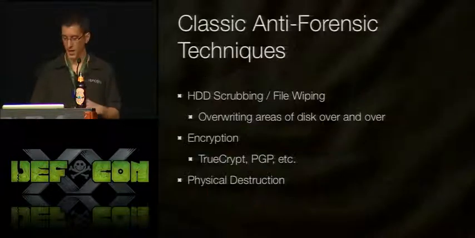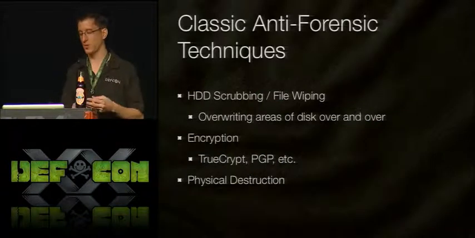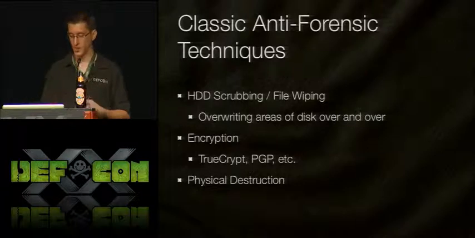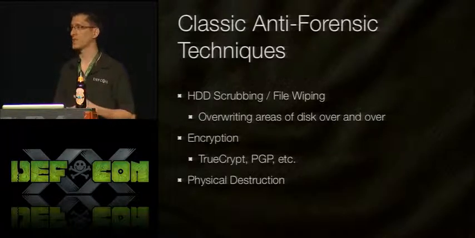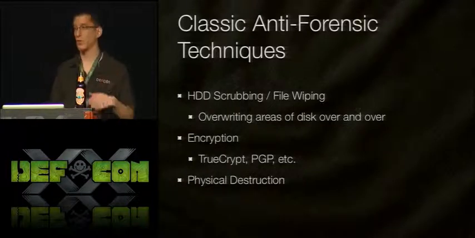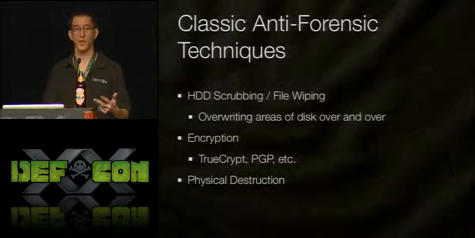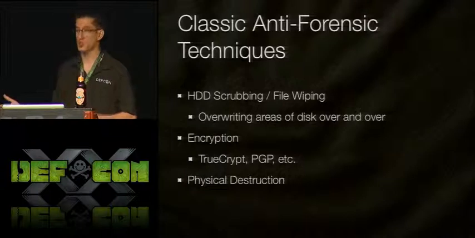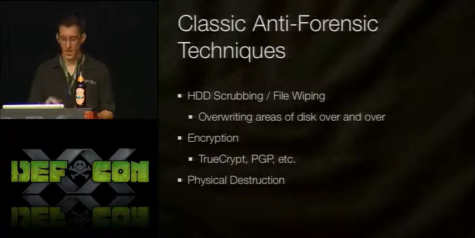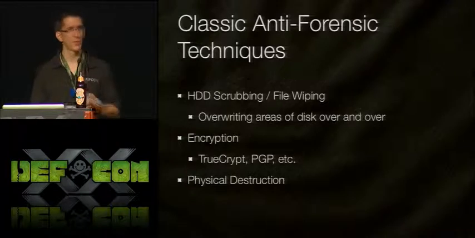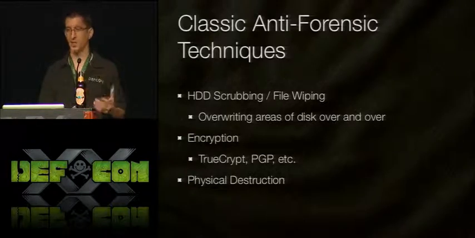Now, there's 3 classical anti-forensic techniques that I'm sure all of you are familiar with or have at least heard of. One is HDD scrubbing or file wiping. This is essentially going over a certain area of the hard drive with either zeros or random data, 1 time, 7 times, 15 times. There's a variety of different standards of how many times you go over it, but it destroys the evidence permanently. The second classical anti-forensic technique is encryption, using something such as TrueCrypt or PGP. This makes the data unreadable to anybody else except for you who has the key.